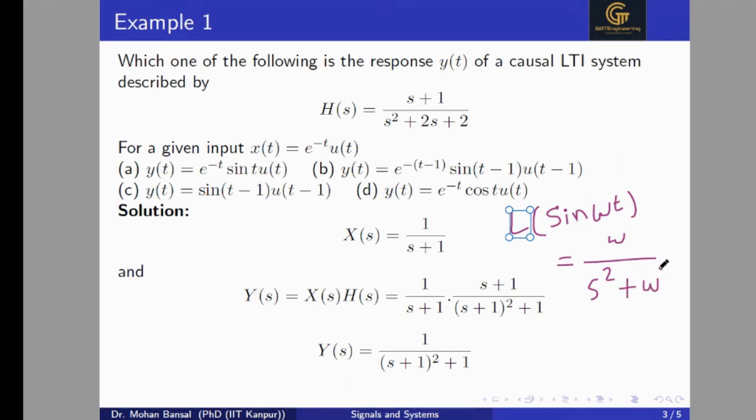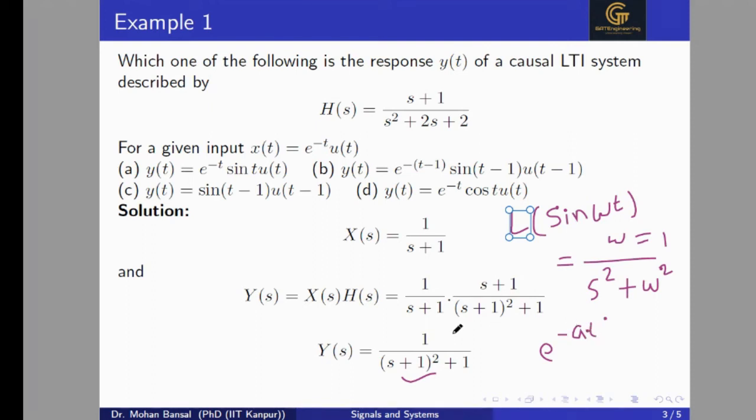Okay, so here, if we consider omega is equal to 1, we will get 1 divided by s square plus 1. So this Y(s) will be 1 divided by s square plus 1, but here s is shifting, so we can write shifting in the frequency domain is nothing but multiplication of e to the power minus at in the time domain.